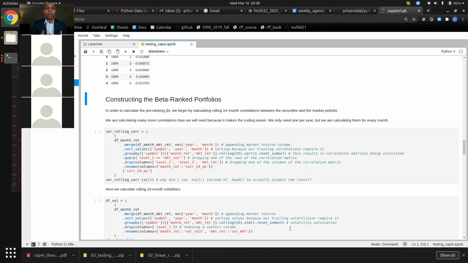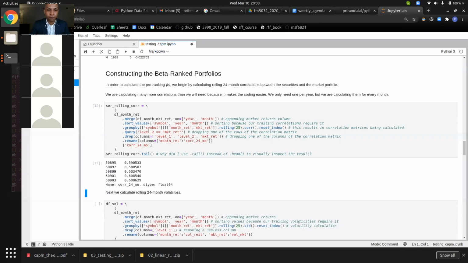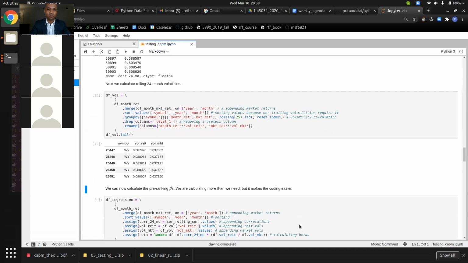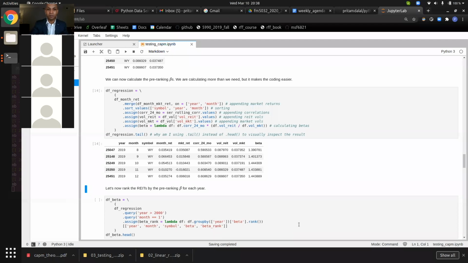So let's now go ahead and construct the beta ranked portfolios. In order to calculate the pre-ranking betas, we're going to begin by calculating a rolling 24-month correlation between the securities and the market portfolio. We're actually calculating a bunch more correlations than we need because it makes the coding easier. So we'll calculate rolling 24-month for every month, and then filter out what we need. Here are the rolling correlations. Here are the 24-month rolling volatilities. And we're going to calculate a bunch of betas that we don't need, but some that we do, because it makes everything easier.